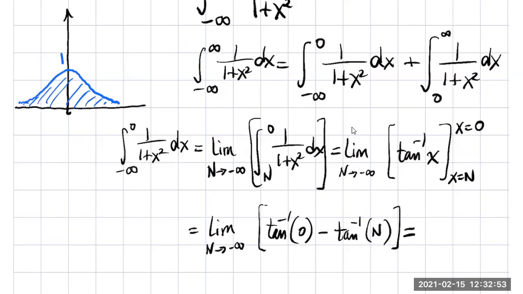Okay, now the first term, the inverse tangent of 0, right? The angle whose tangent is 0 is 0. But what about the second term? Notice, gang, that the value for n is going to negative infinity. So think to yourself, what would be the angle whose tangent is negative infinity? What do you think? Tangent of what angle would be negative infinity?